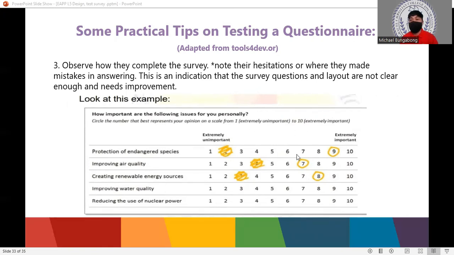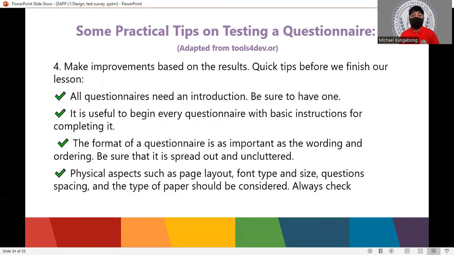All right. So there must be a good instruction so that it's easier for your respondent to follow. So at least this is how it looks like for an example that is not understandable to them. So this is subject to improvement. Make improvements based on the results.